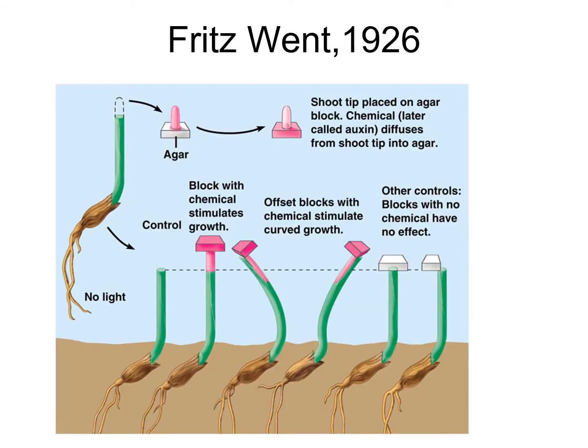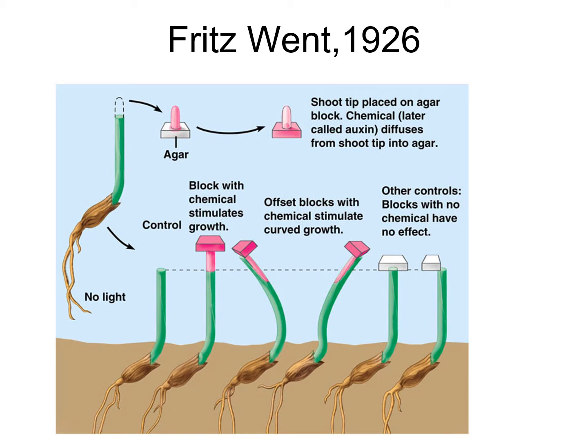Then in 1926, Fritz Wendt took this experiment one step further. He cut off the tip of the oat shoot, put that tip on a block of agar, let the chemical messengers diffuse into the block, and then played around with putting that block on different seedlings that had their tips cut off. If you put the block directly on top so that all the cells all around the stem are experiencing it, the plant loses the tropic response.